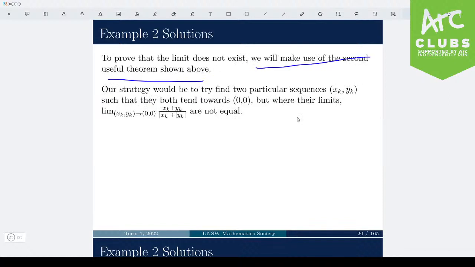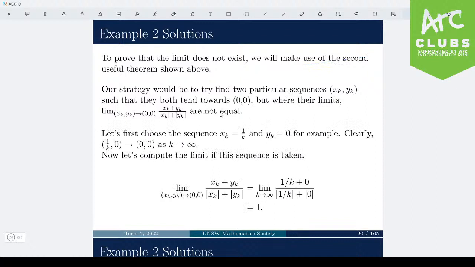As we describe here, our strategy would be to find two particular sequences such that the limits do not equal. Let's first choose x_k equals 1 on k and y_k equals 0, for example. Clearly, as k approaches infinity, this sequence will approach (0,0). That's what we want, because we want (x_k, y_k) to approach (0,0).